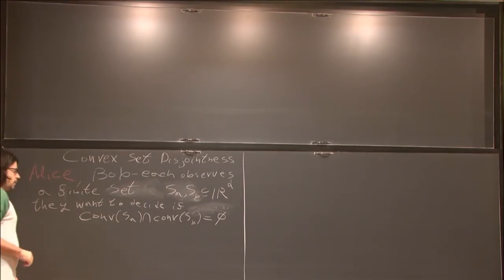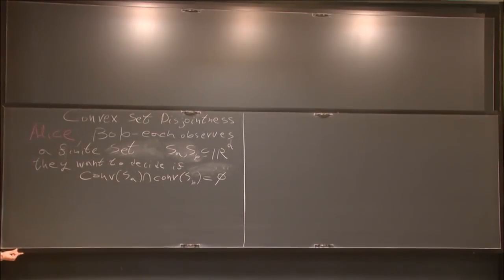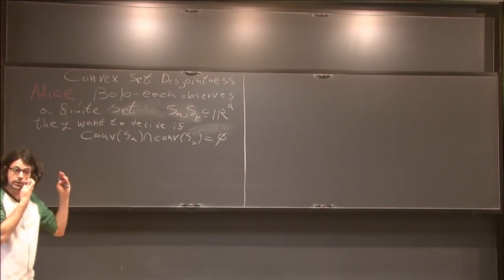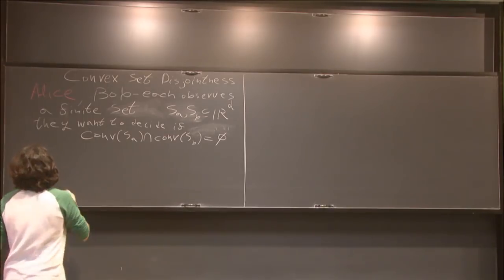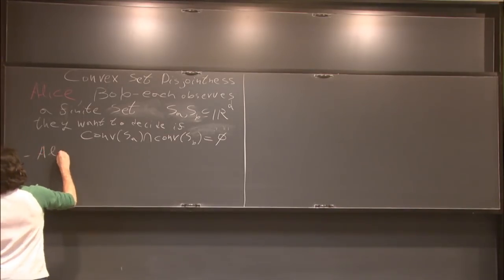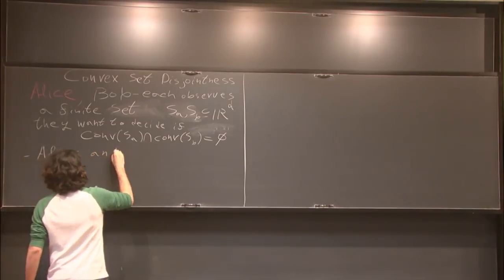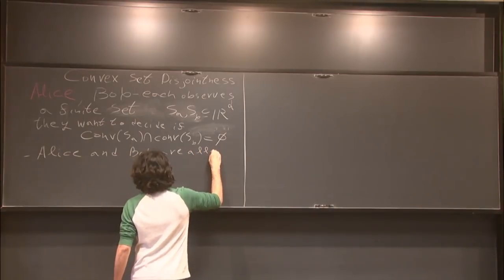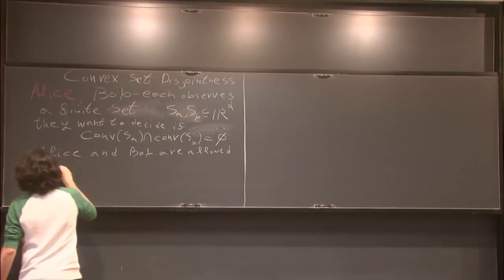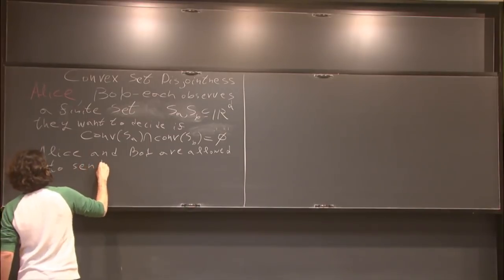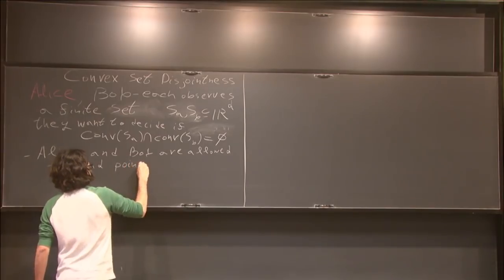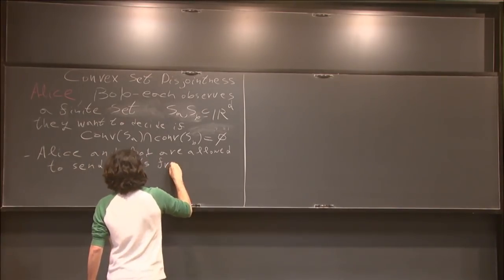So we're going to allow them to transmit points instead of bits, because they have infinite vectors. So obviously with bits, they might not be able to solve it. So Alice and Bob are allowed to send points. Points from their set.